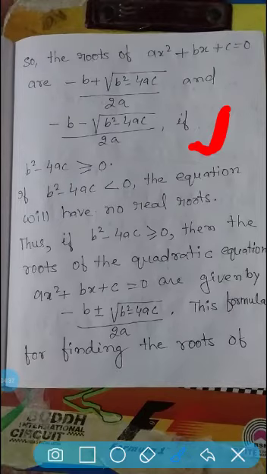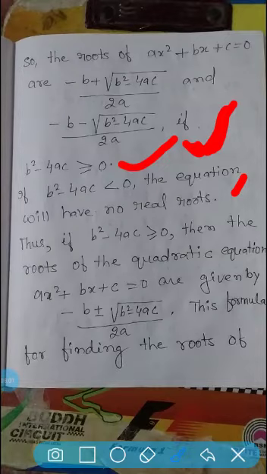If you find b square minus 4ac is greater than or equal to 0, then these two roots will be there. If you find b square minus 4ac is less than 0, then the equation will have no roots.